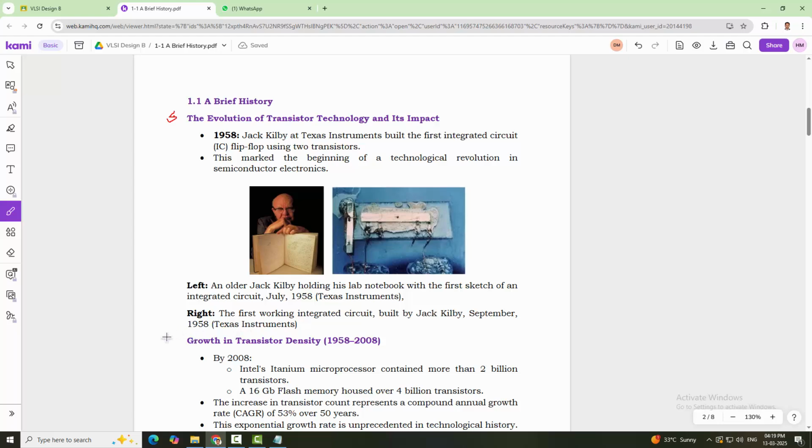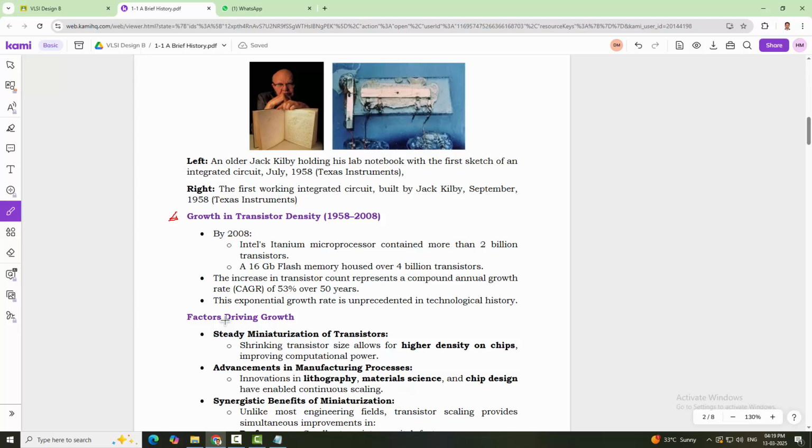Next, moving on to the next topic: growth in transistor density from 1958 to 2008. We are just looking at how the growth of the transistor and the integrated circuit has evolved. By 2008, Intel's Itanium microprocessor, which contains about 2 billion transistors, was released, and there was also 16 GB of flash memory housing over 4 billion transistors.